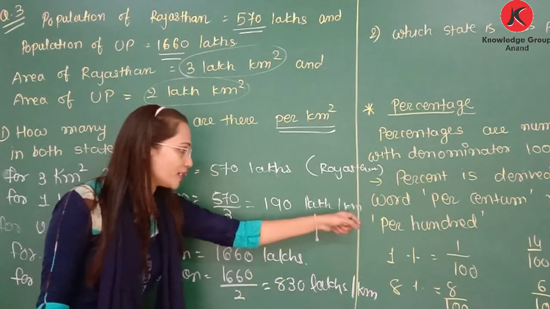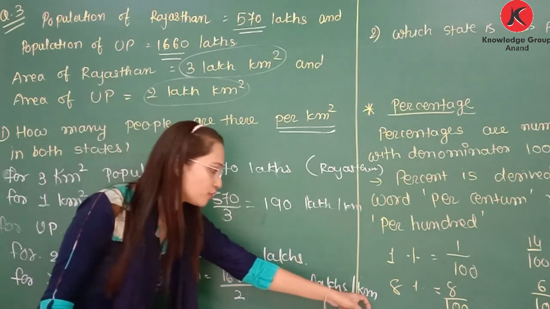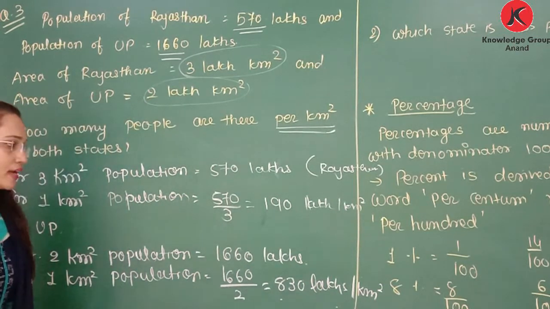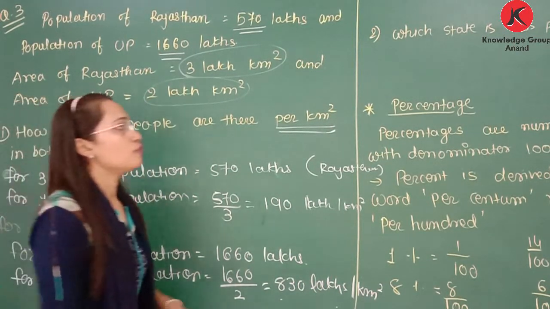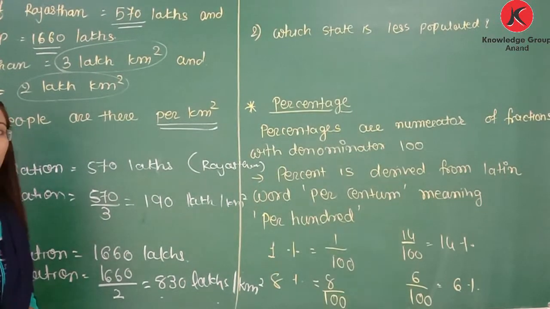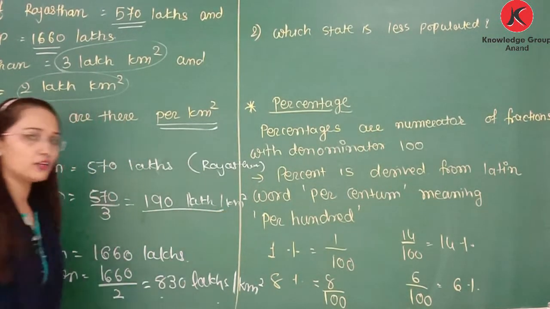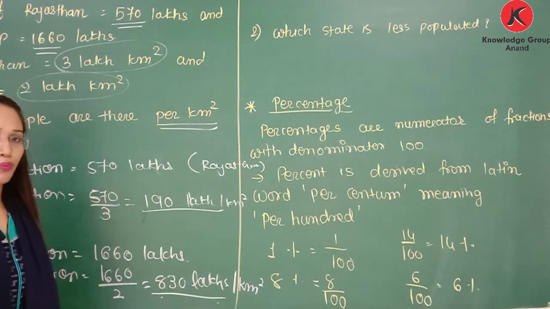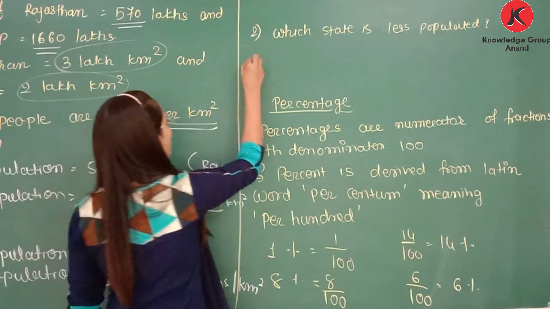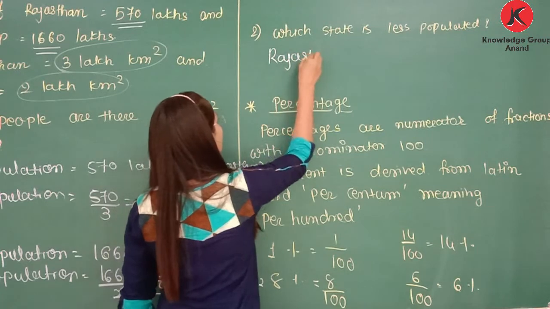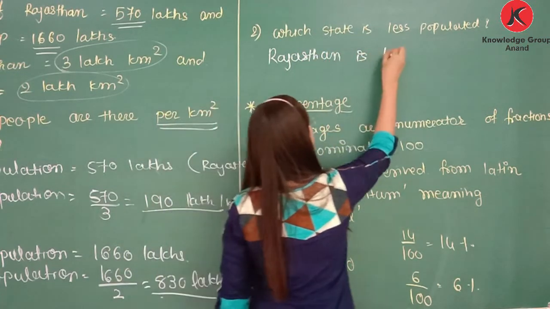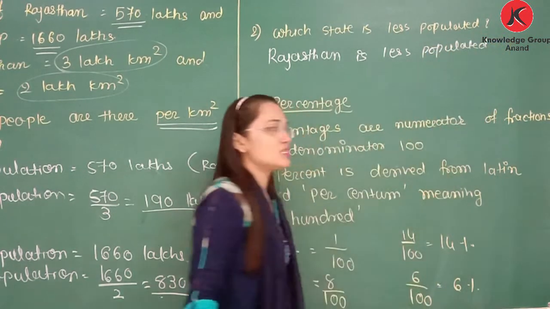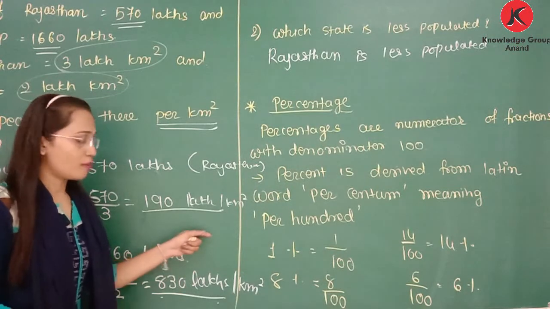per kilometer. Means in 1 kilometer there is this much population, and for UP, per square kilometer the population is 830 lakhs. Second question is which state is less populated? Here Rajasthan is populated for 190 lakhs and UP is populated for 830 lakhs. So who is less populated? Rajasthan is less populated. So we can write Rajasthan is less populated. So this is what we saw about the ratio.